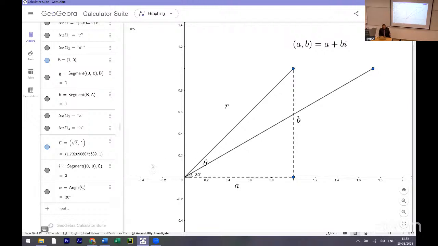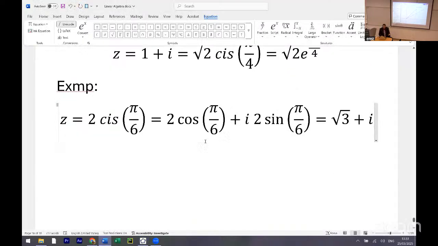Okay, so we actually did something. The length, by the way, is also written here. So the length of this edge is 2. Its angle is 30, and its algebraic notation is square root of 3 comma 1. And that's exactly what we find without too much work.